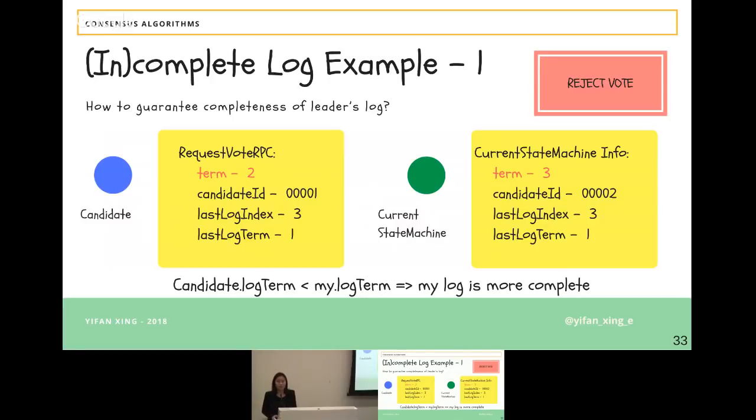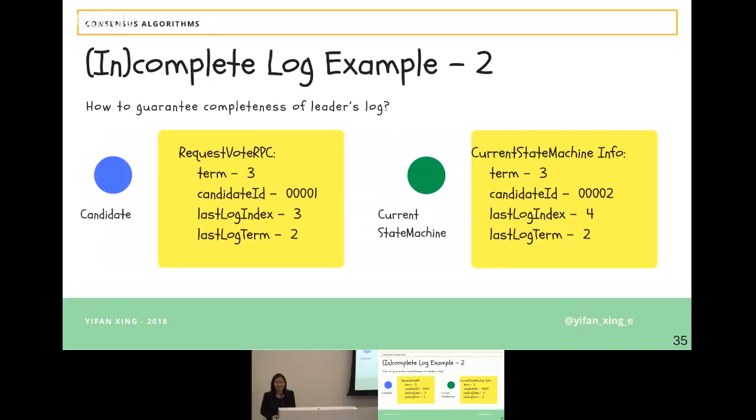Let's go through more examples. We all love quizzes, so let's turn those into quizzes just to make sure nobody's sleeping. Let's walk through this example together. We have, again, the candidate in blue, and the current machine is green. In the RequestVote RPC, the candidate's term is 3, and we have the same term. So that's good, check mark. The IDs are different, that's expected. The candidate's last log index is 3, and our last log index is 4. And then we have the last log term.